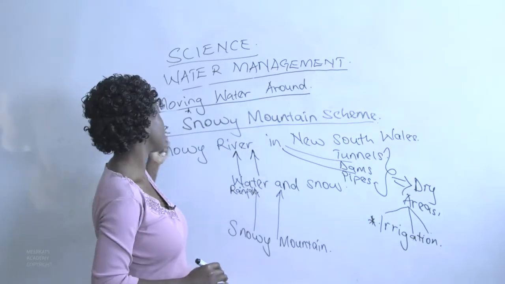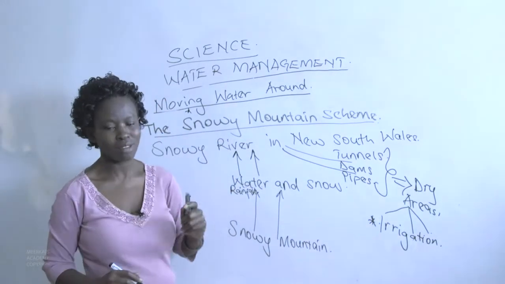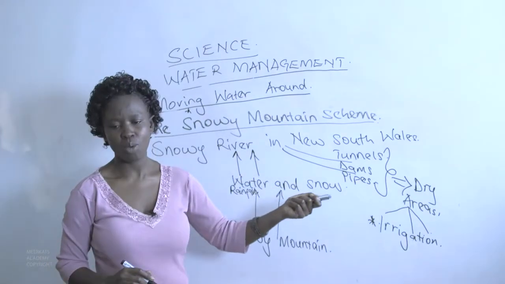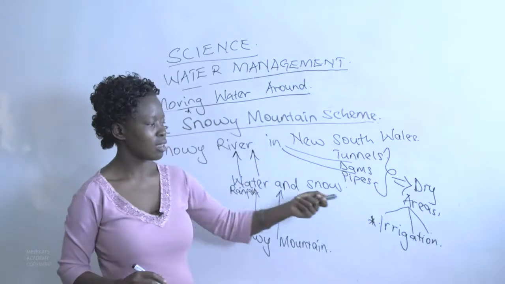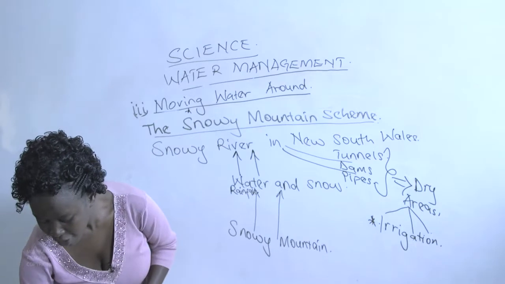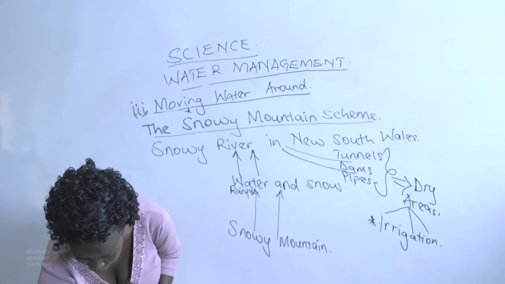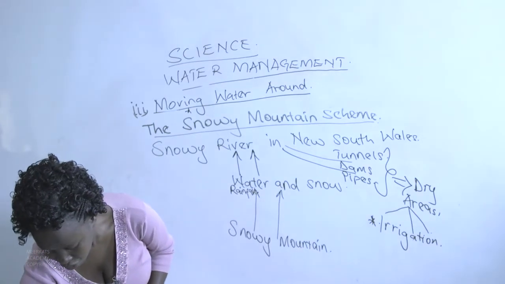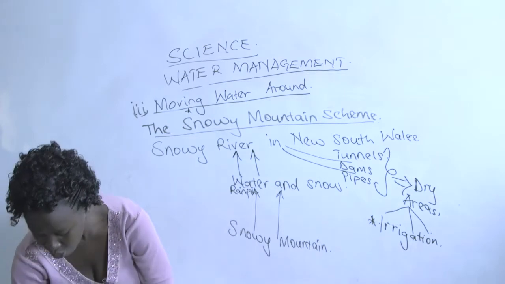So this is the process of moving water from a region where it is in plenty to a region where the water is not sufficient. So we find that this process is enabling us to get the water even in regions where it is very much dry. So what is the effect of moving water from one region to the other?